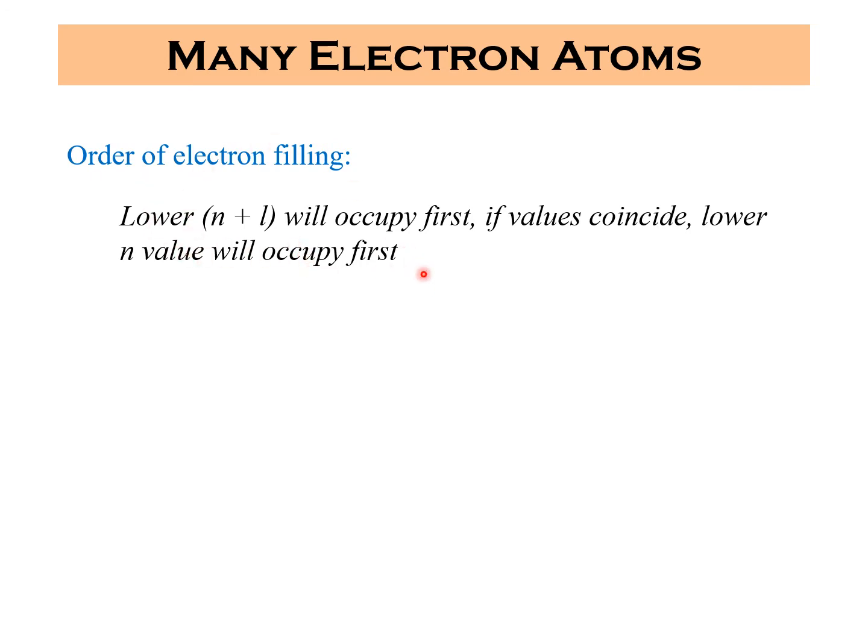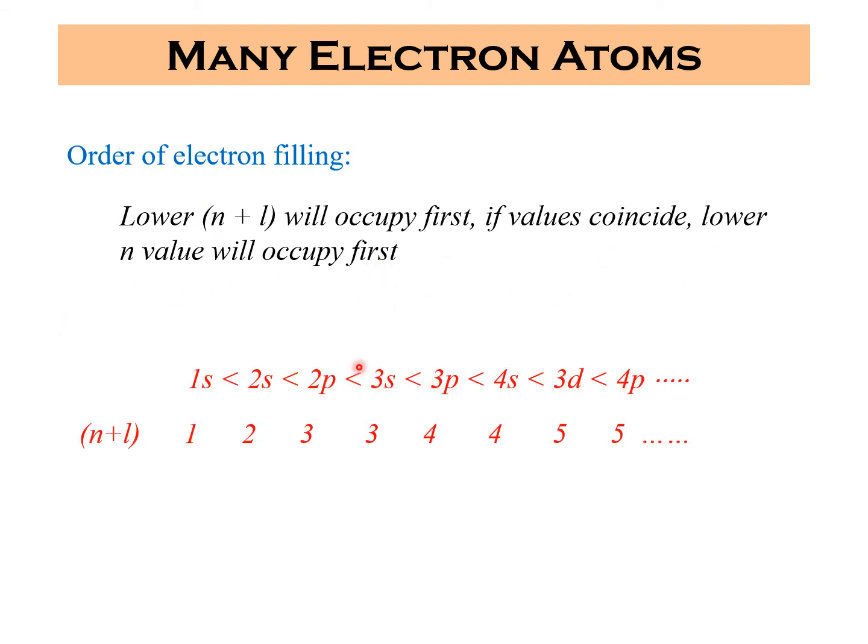to the higher value, and if more than one orbital has the same n plus l value, then the one with the lower n value will be occupied first. For example, the 1s orbital has n plus l of 1, 2s is 2, 2p is 3, 3s is 3. Since the 2p and 3s both have n plus l value 3, but in the case of 2p the principal quantum number is 2, which is lesser than 3, it will be occupied first.